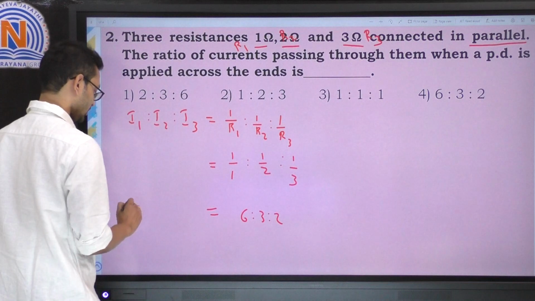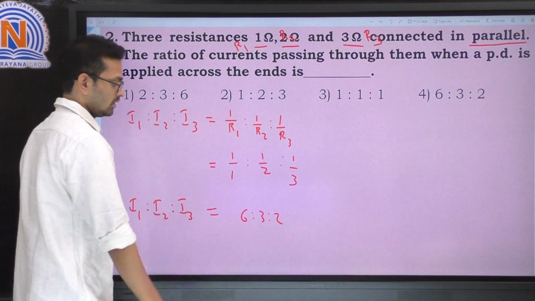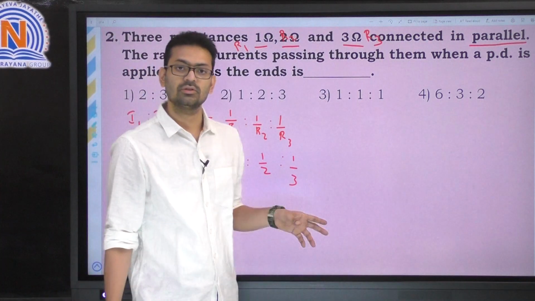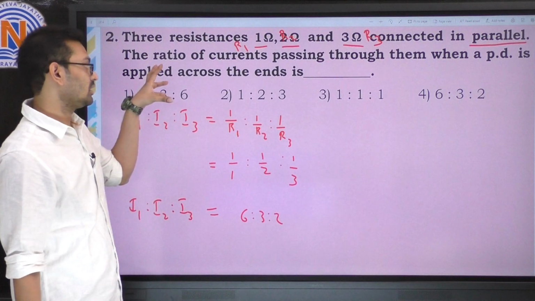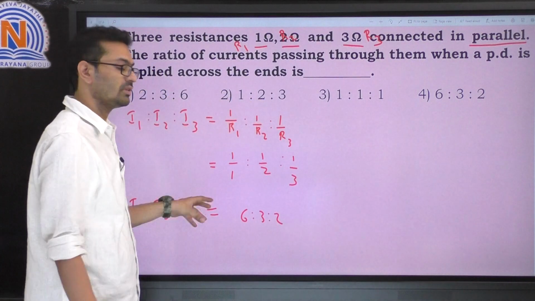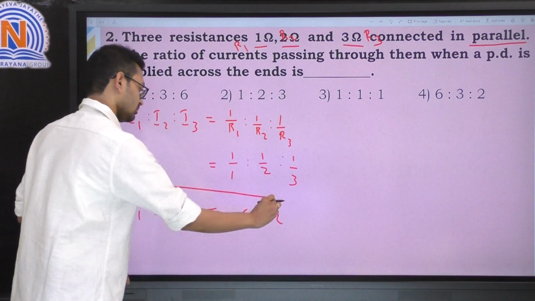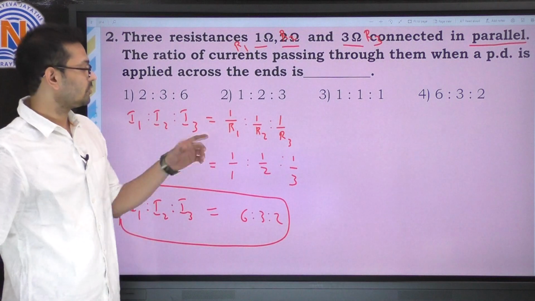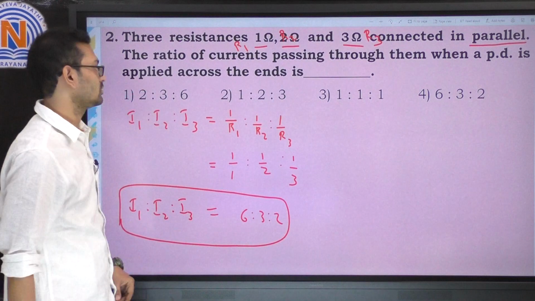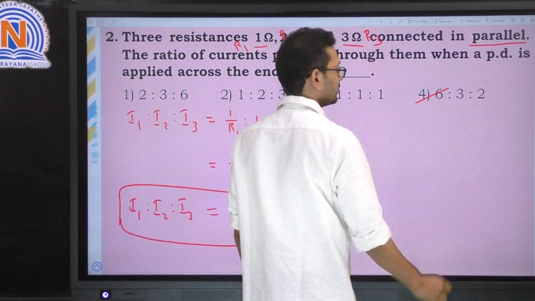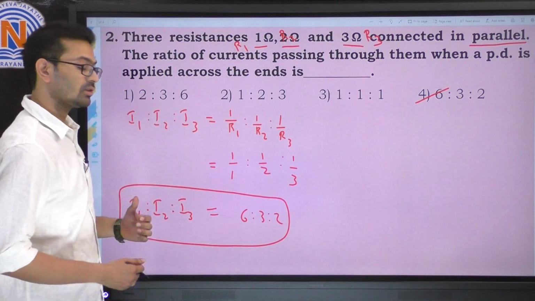Like I'll be getting I1 is to I2 is to I3. My answer is 6 is to 3 is to 2 when I find the ratios of all the currents moving through each and every resistor in the diagram which I have drawn. So the answer is 6 is to 3 is to 2. Which option is it? Option number 4. Now let us get into the next problem.